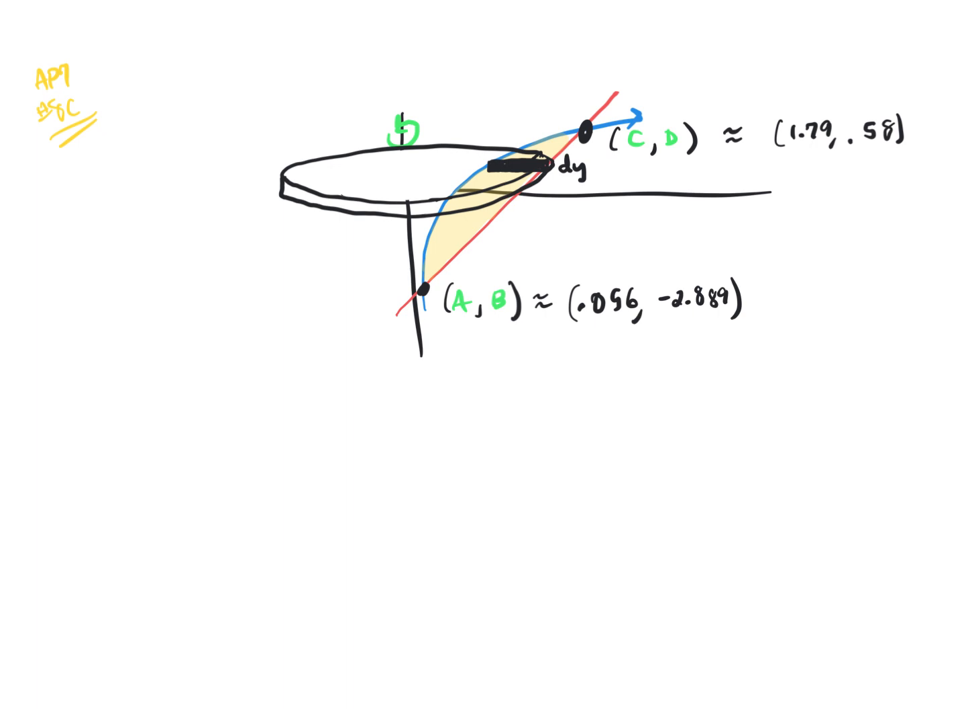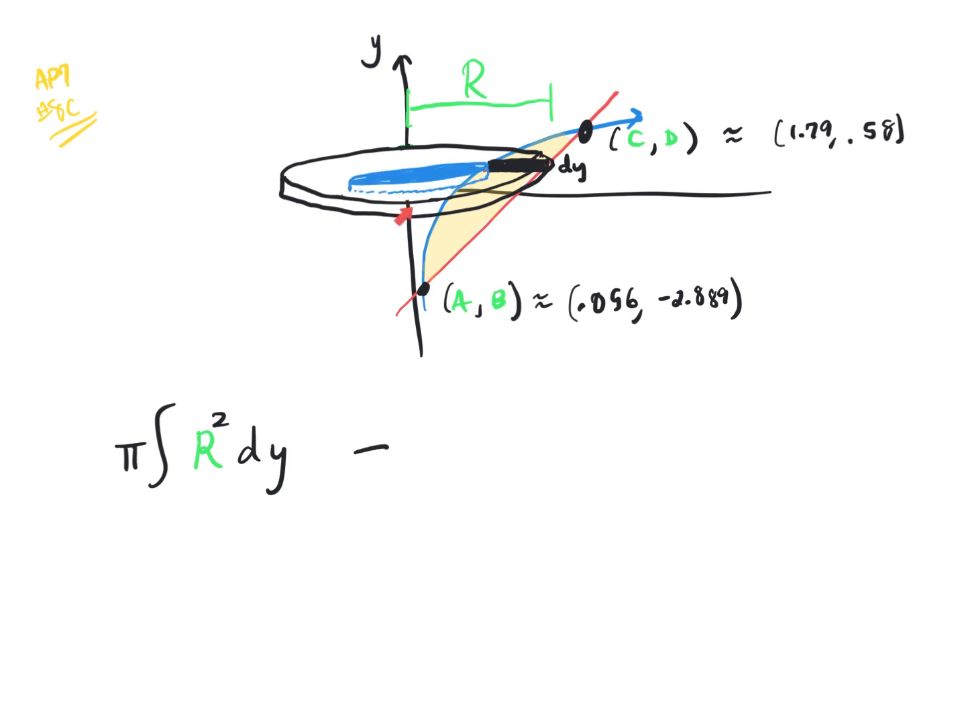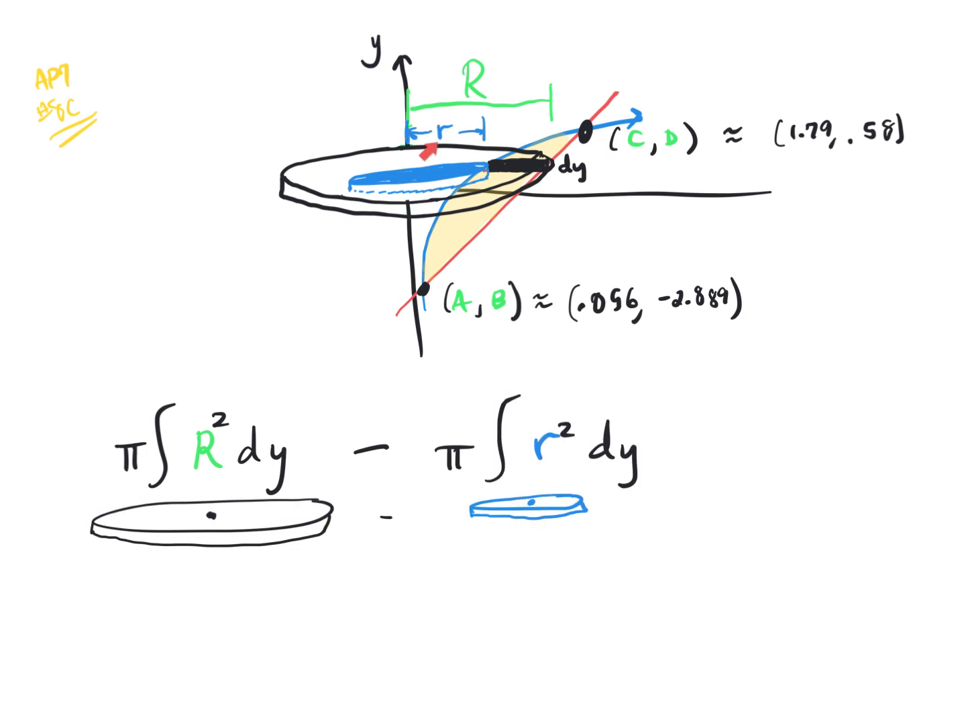Keep in mind that every washer is just the difference between this large disk, whose radius is the distance from the axis of revolution to the outermost point, pi r squared times the height of the disk, minus the inside disk, which is a small disk, whose radius is the distance from the axis of revolution to the inside part of the representative rectangle.